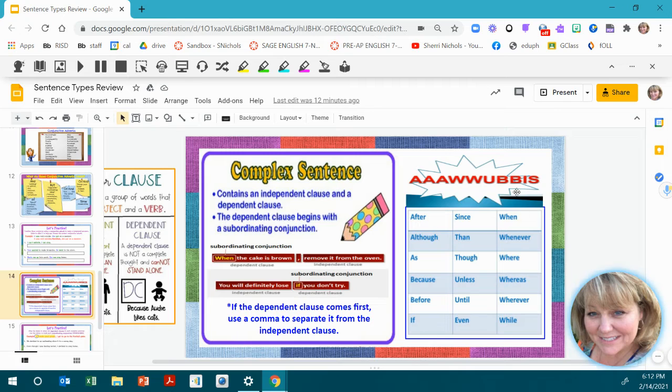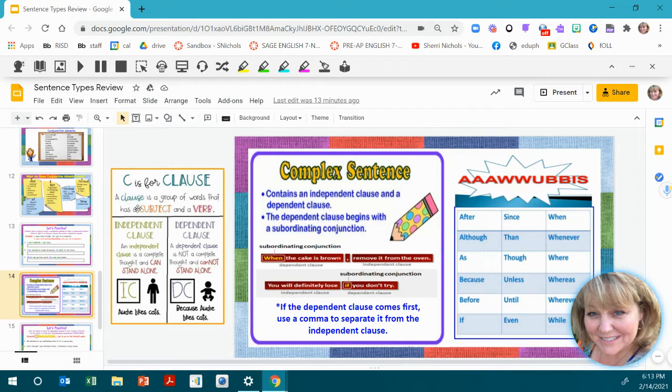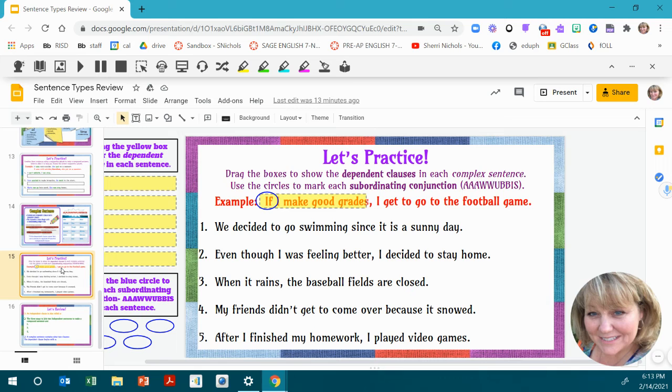Here's our WEBIS list, which is what we call our subordinating conjunctions. These are common to WEBIS, but that's not all of the WEBIS list. And C is for clause. A clause is a group of words that has a subject and a verb. So independent clause would be IC, it stands alone. Dependent clause would be DC, and it doesn't stand alone. Like an adult can stand alone, but babies are dependent on their parents. That's why it's dependent.